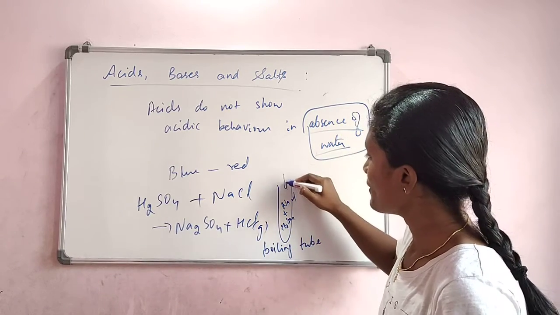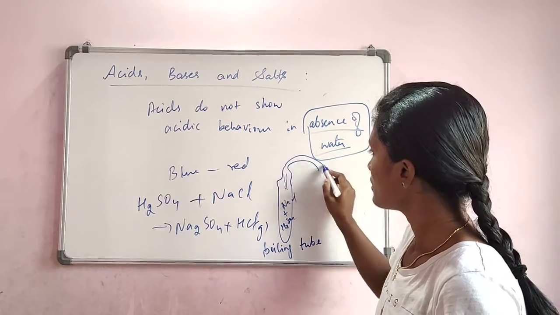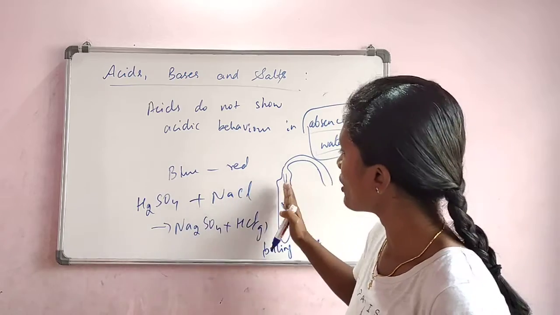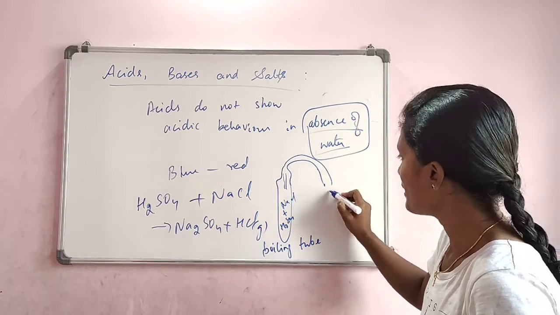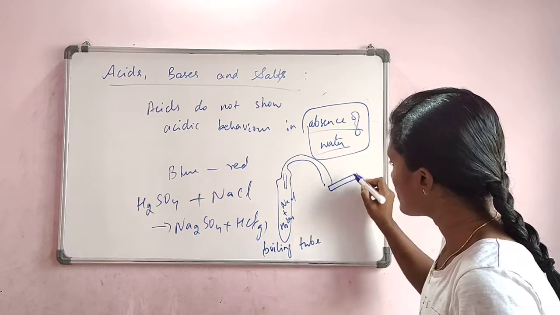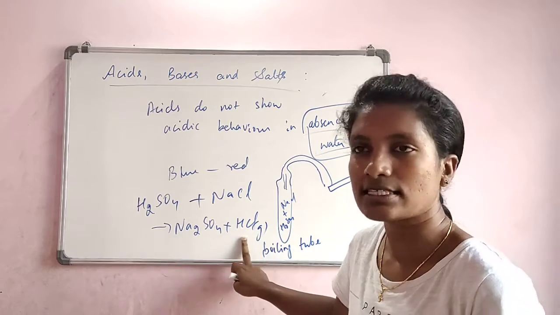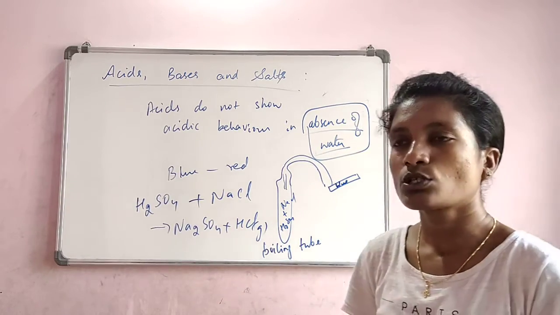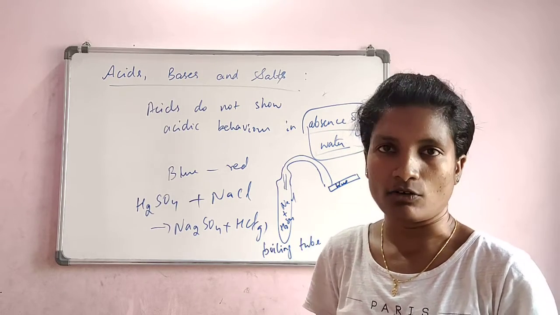When this gas comes out, you collect it in a tube kind of arrangement. You should not let the gas escape, and this gas has to be tested with a litmus paper. So what is the behavior of this gas? Since it is acidic, I am taking a blue litmus paper. This litmus paper has to turn red now, isn't it?